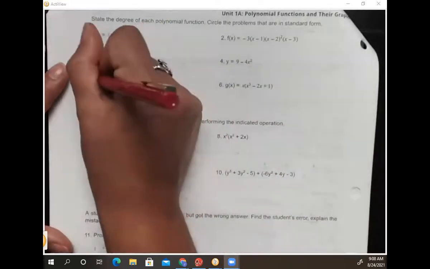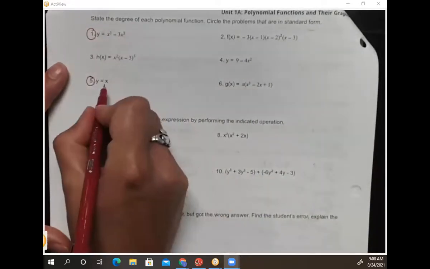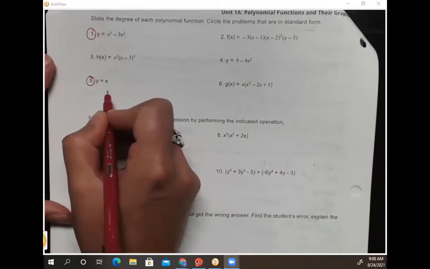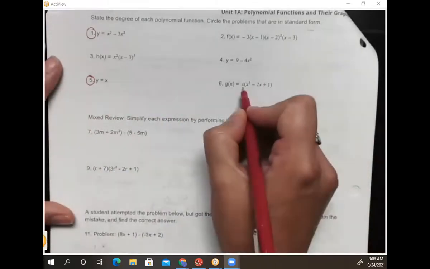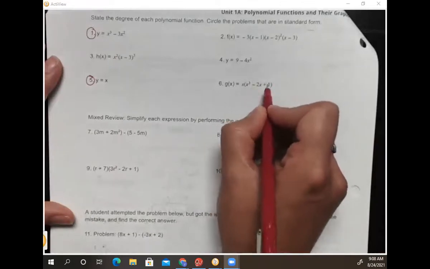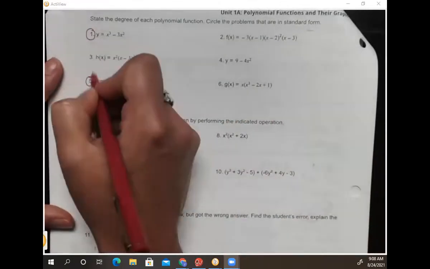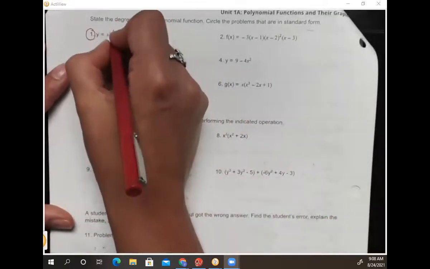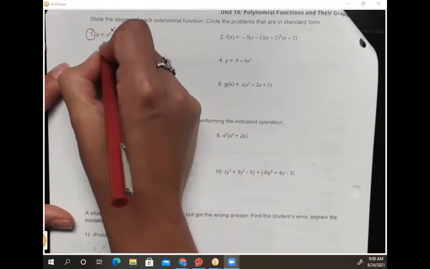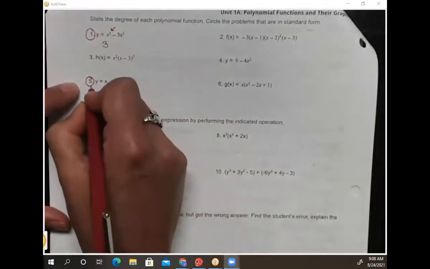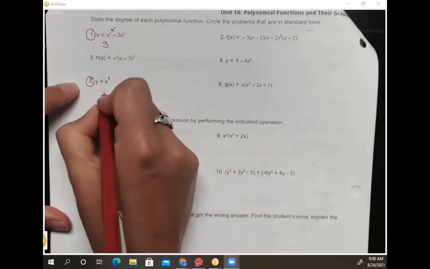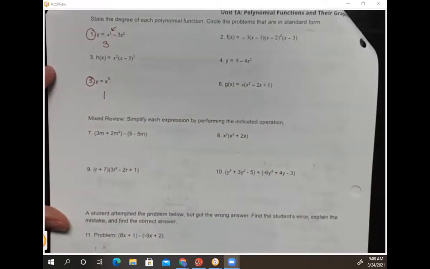Number five is in standard form. I only have one term here and it's just x. That's okay, that's standard form because it's in order. Number six, again, would be factored form because I've got distribution to do here. So 1 and 5 are in standard form. This is where I'm going to look for that biggest exponent for my degree. So for number one, the degree would be 3. For number 5, if I don't see the exponent, that means that it's 1. So our degree for number 5 is 1.